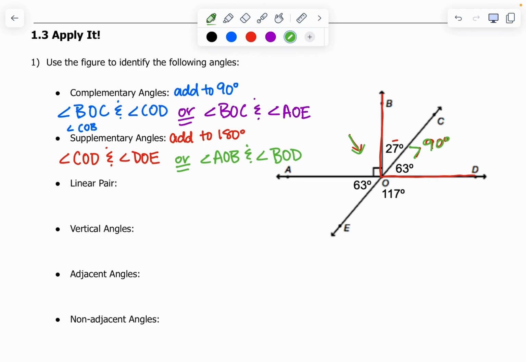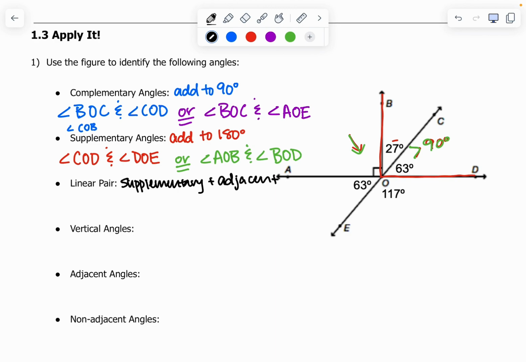Okay. Our next word is a linear pair. And if you remember, a linear pair is going to take kind of two of our words and put it together. So linear pairs have to be supplementary, but they also have to be adjacent.